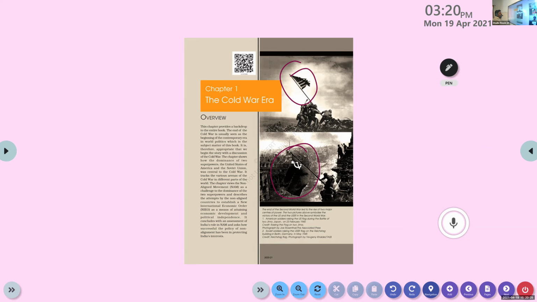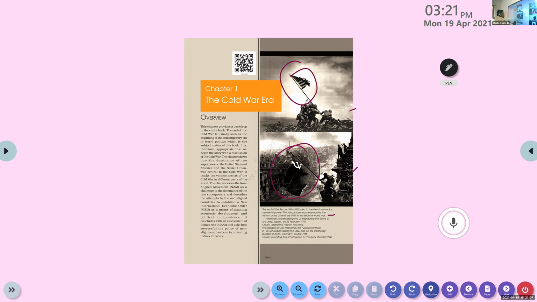Clear. So the end of the Second World War led to the rise of two major centers of power. After the Second World War, what happened? The two major powers developed. The two pictures above symbolize the victory of the US and the USSR in the Second World War. In the first picture, American soldiers are raising the US flag during the Battle of Iwo Jima, Japan, on 23rd February 1945. Clear? So that shows the American domination over Japan.